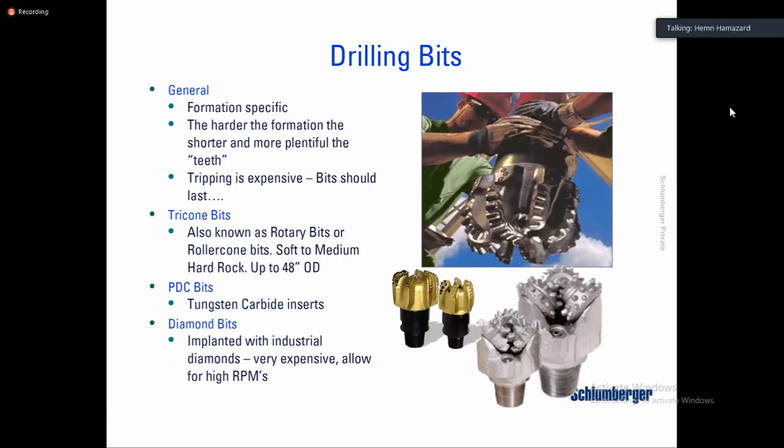The main thing in selecting any drilling bit is the harder formation. You need shorter teeth or cutters on the bit. So the harder the formation you are predicting, the shorter the length of the teeth you need to select. And like I said, tripping is expensive.